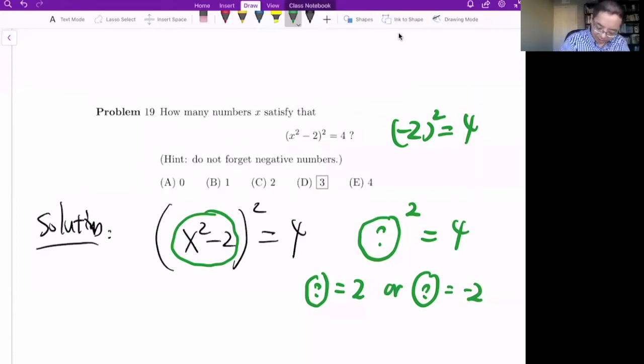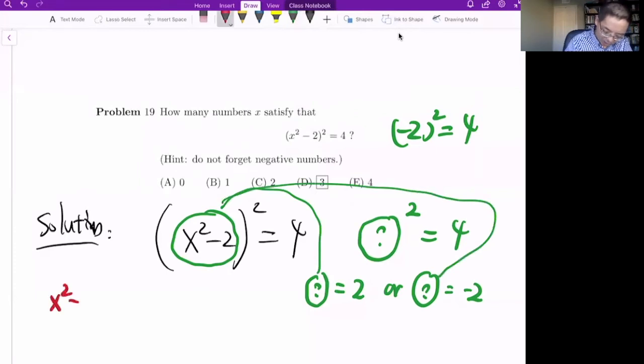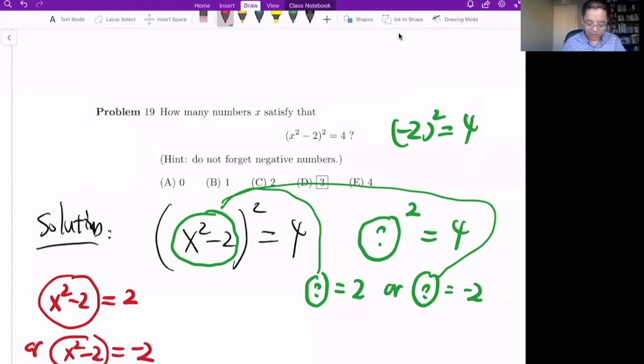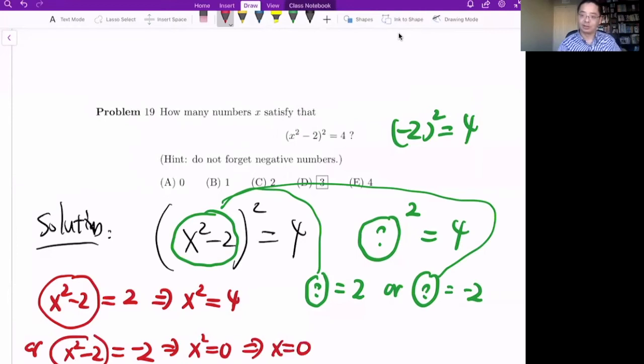All right, so then you say, okay, I have 2 possibilities, right? The whole piece, x squared minus 2, is either 2, or the whole piece, x squared minus 2, equals negative 2. 2 possibilities. For the first one, I just get x squared equals 4. And for this one, x squared minus 2 is negative 2. What is x squared? x squared is 0, right? Now, if x squared is 0, then x has to be 0. You don't have any other choices. So x is 0.